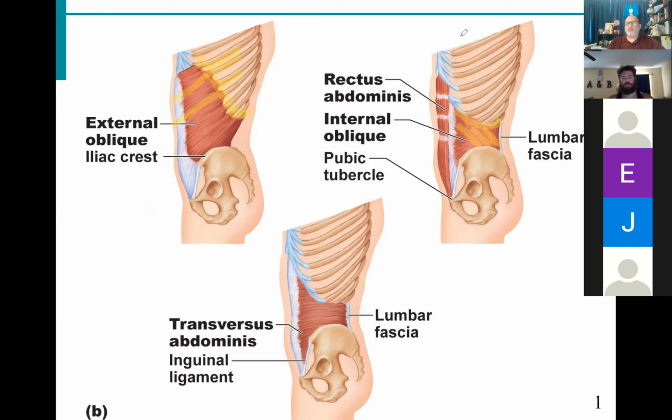Our other two are more straightforward. Vertical rectus abdominis, horizontal transversus abdominis.